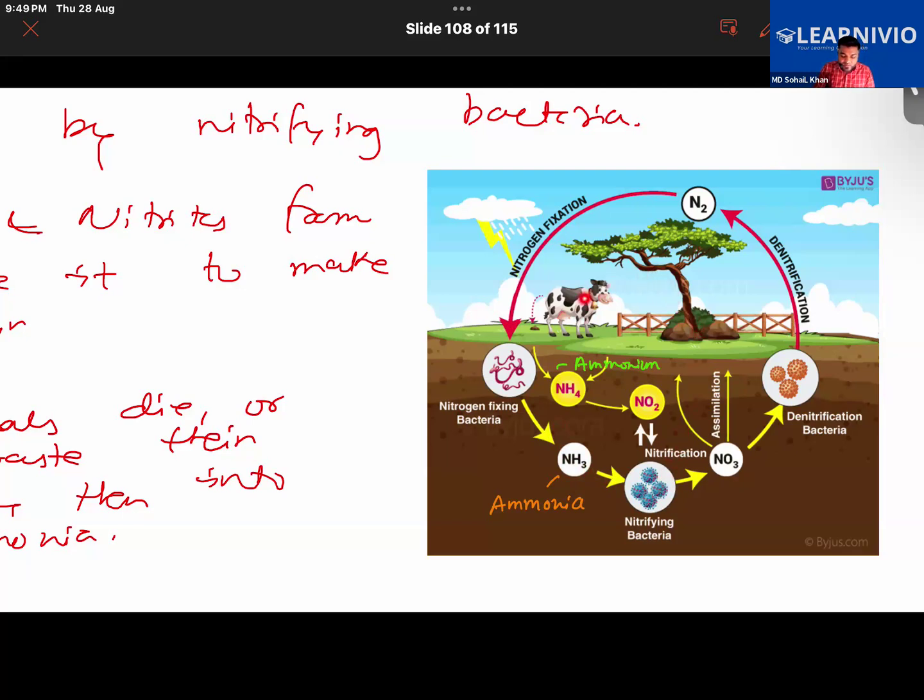Then it was converted into useful compounds like nitrates and nitrites, which the plants can take up. When plants and animals die, or animals excrete waste, the waste is converted into ammonium, which is later converted into nitrite, again taken up by the plant. Some nitrates left in the soil are converted into atmospheric nitrogen by denitrifying bacteria, and the cycle completes. Nitrogen is not only going through the soil but also through the body of plants and animals.